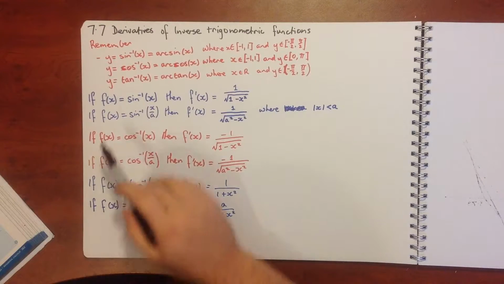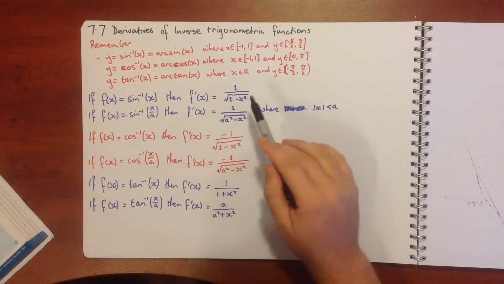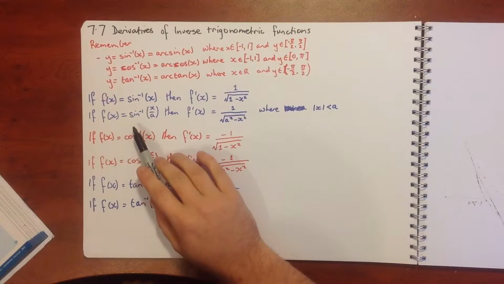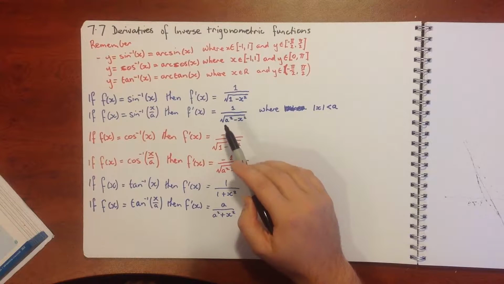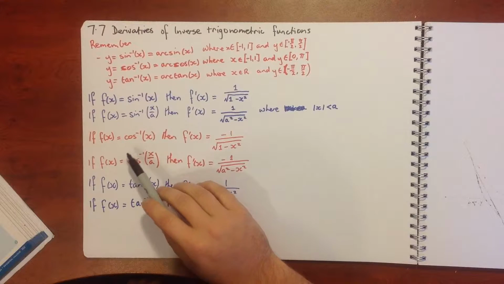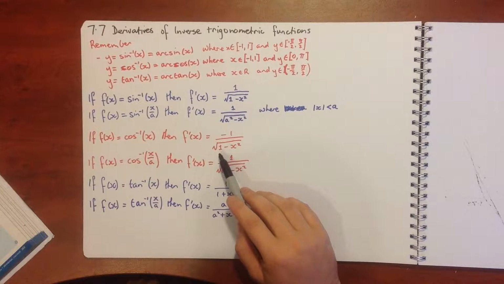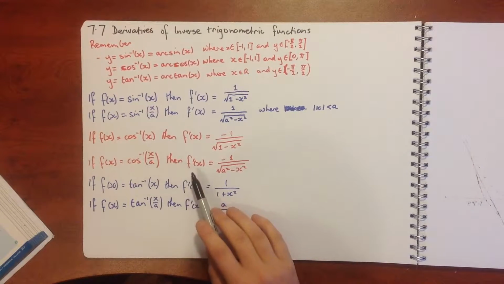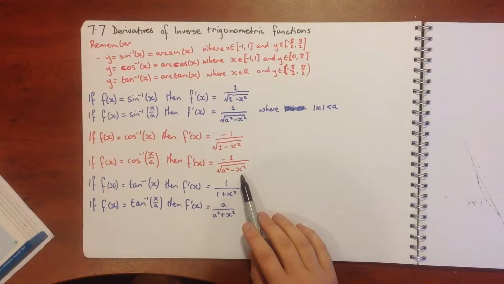If f of x equals inverse sine of x, then f dash of x equals 1 over the square root of 1 minus x squared. Or if f of x equals inverse sine of x on a, then f dash of x equals 1 over the square root of a squared take x squared. If f of x equals inverse cos of x, then f dash of x equals negative 1 over the square root of 1 minus x squared. And if f of x equals inverse cos of x on a, then f dash of x equals minus 1 on the square root of a squared minus x squared.